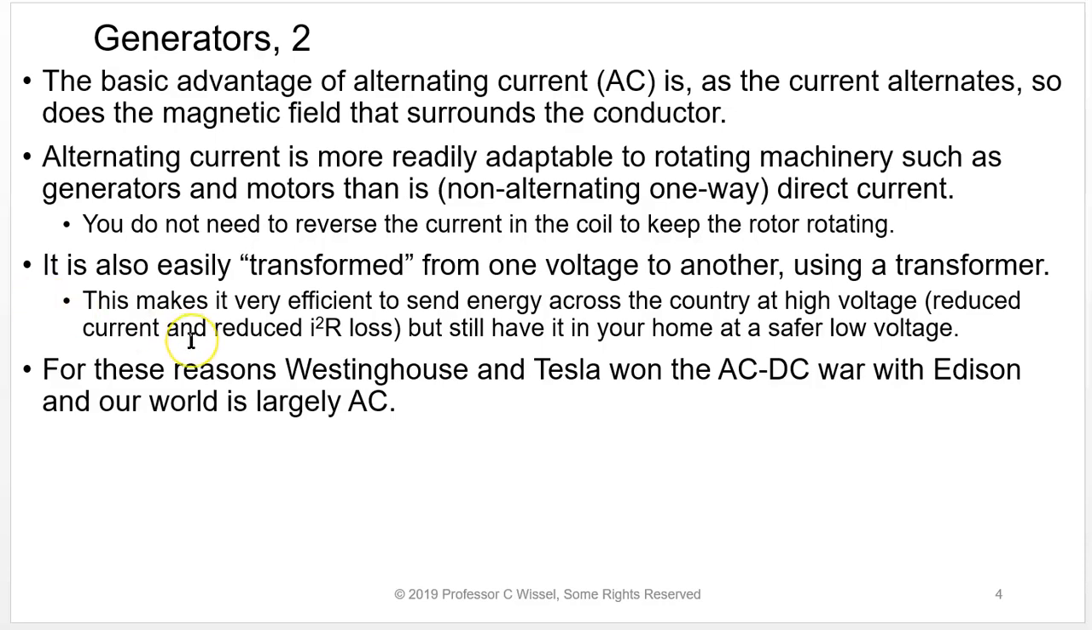It is also easily transformed from one voltage to another using a transformer. This makes it very efficient to send energy across the country at high voltage, which is reduced current and reduced I squared R loss, but still have it in your home at a safer, lower voltage. For these reasons, Westinghouse and Tesla won the AC-DC war with Edison, and our world today is largely AC.